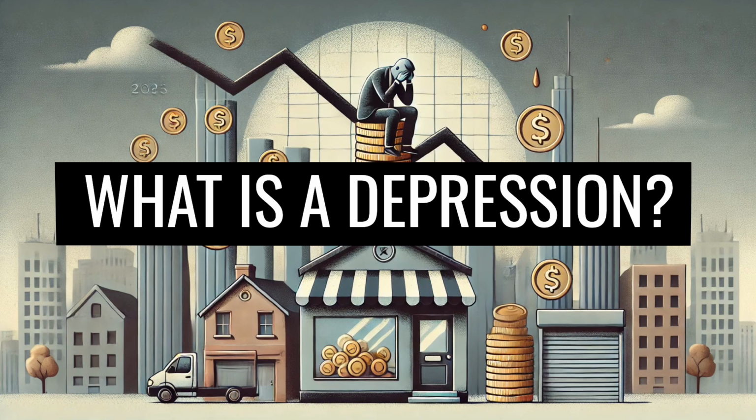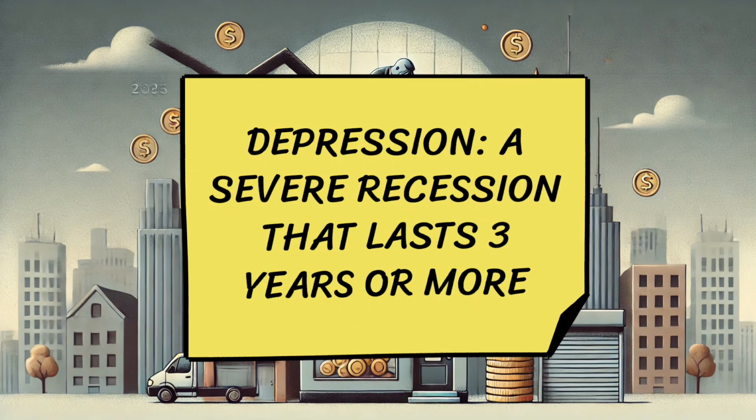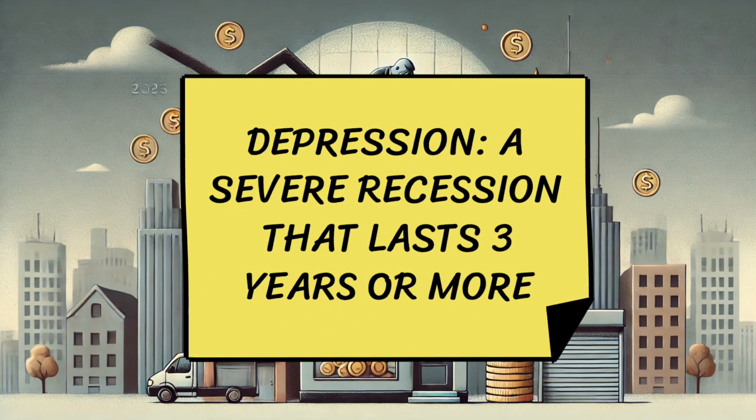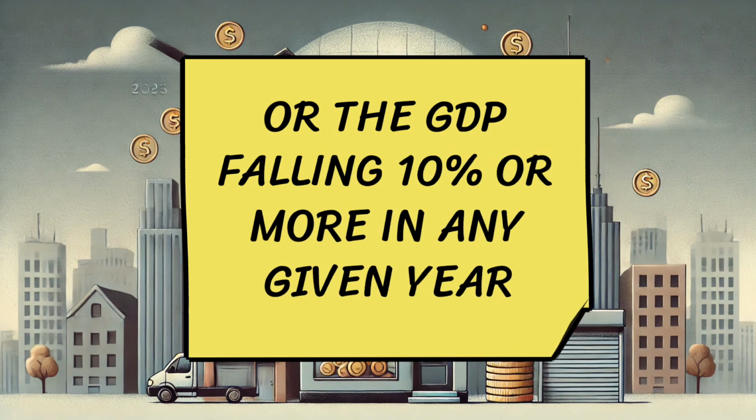What is a depression? While a recession describes a contraction in the economy, a depression is an extreme economic downturn that lasts for several years and has widespread and long-lasting effects. Depressions are rare and much more severe than recessions, with devastating impacts on employment, wealth, and overall economic stability. A simple definition of a depression is a severe recession that lasts 3 years or more, or the GDP falling 10% or more in any given year.